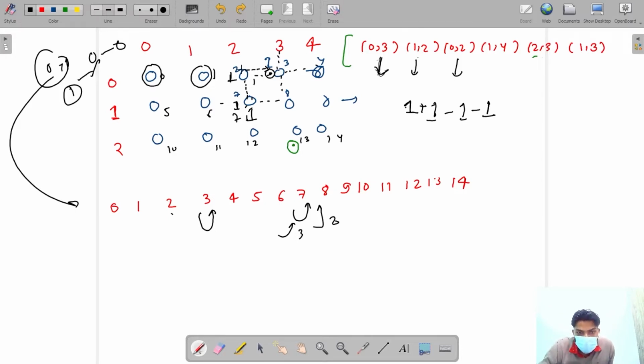Okay, so when 2 is present between 3 and 7, then it decreases the number of islands. In 2 times, because 2 pairs with 7 and 2 makes a pair with 3, so it decreases the value by 1 and 1. Okay, so total number of islands is 1 plus 1 plus 1 minus 1 minus 1. Okay, so here it is 1.